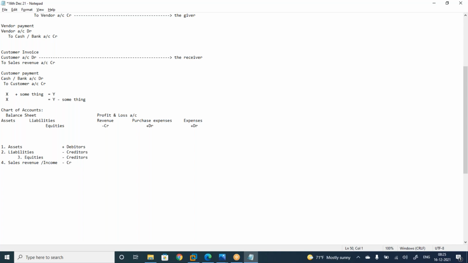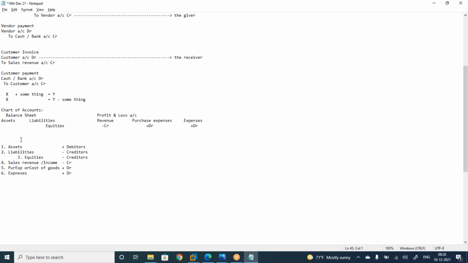Okay. 5, purchase expenses, or it is also called cost of goods. This is also called cost of goods. It is positive, debit balance, it will show you debit. And 6, expenses, office expenses, it is positive, debit. Clear? Any doubt in this?